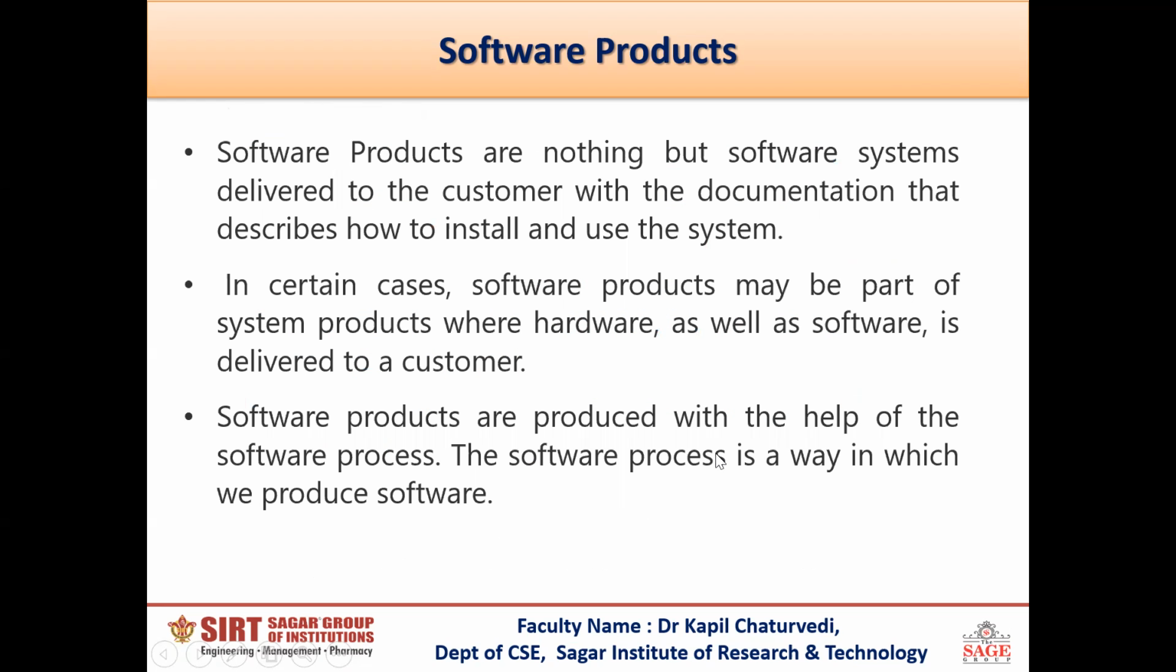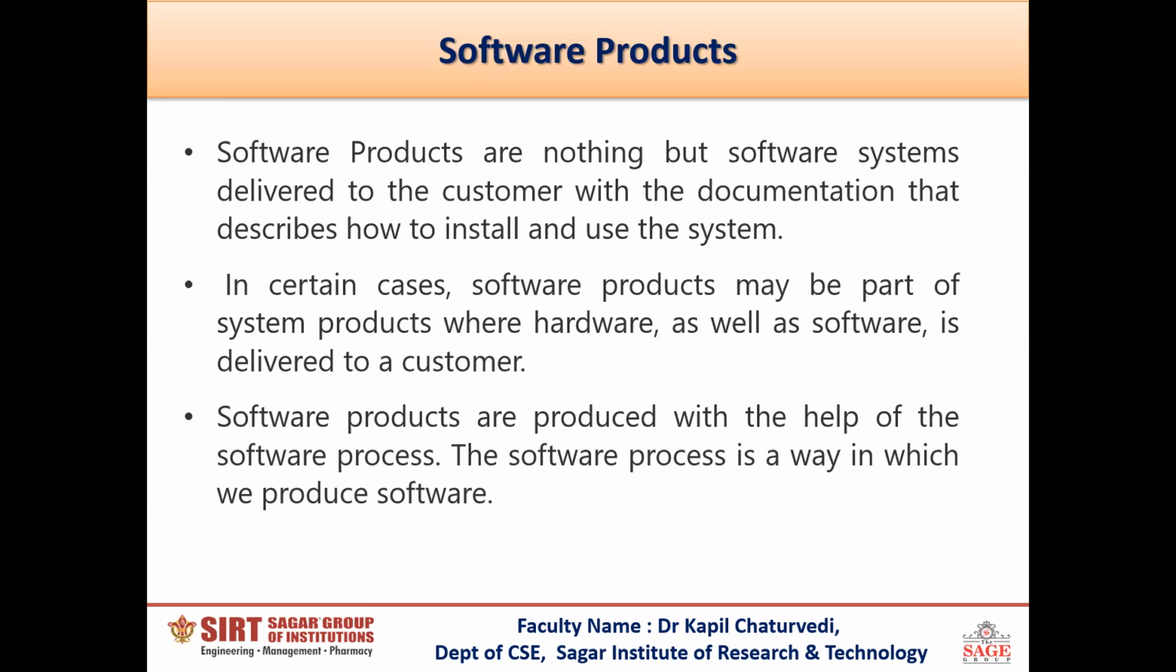But as the definition of software product, what is a software product? Software products are nothing but software systems delivered to the customer with the documentation that describes how to install and use the system. If we give the definition from the point of view of a software company, a software product is a software or application, either a web application or a desktop application, which a company has to develop and provide to the customer as per their need.